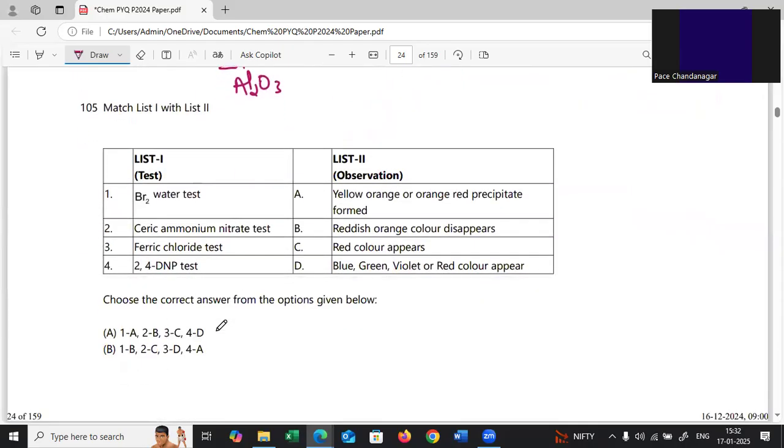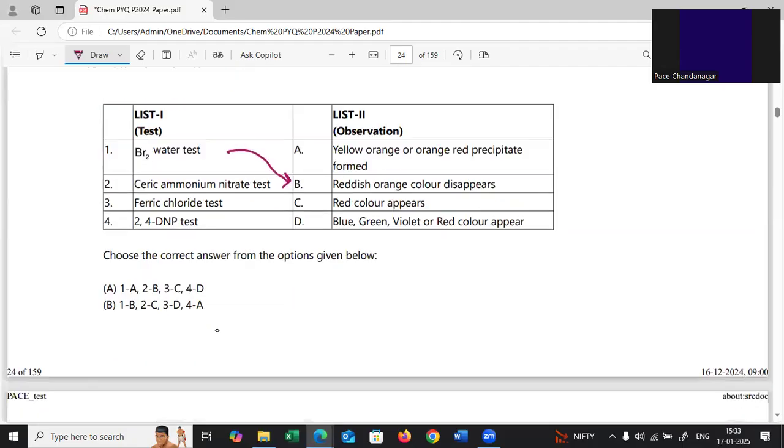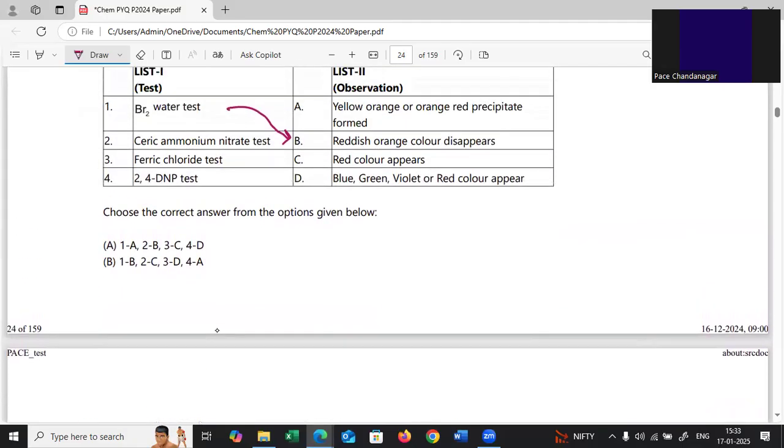Next, match the list, 105. Bromine water test. In the bromine water test, you will have this reddish orange color disappears. Bromine water reddish orange color में रहेगा definitely, and in that test as you do it, this reddish orange color disappears. One with B कितने में है? Option B में है only one thing. Yeah, one with B is right.